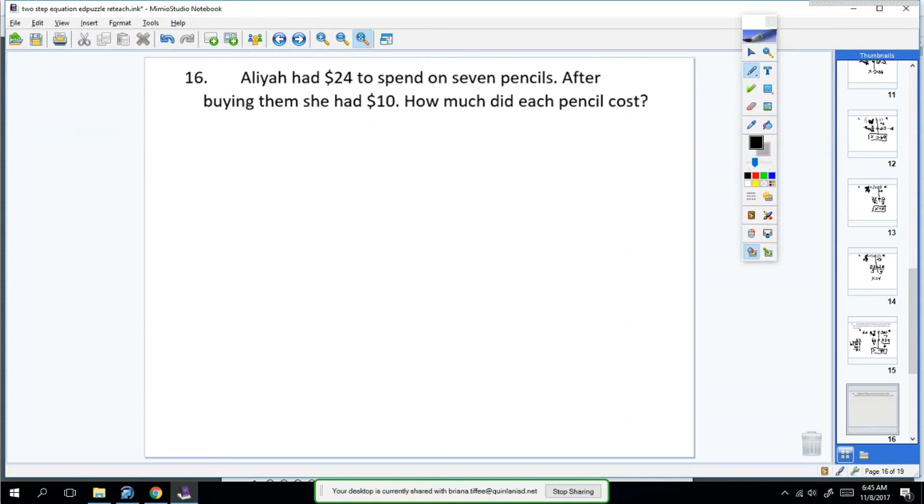So the word problem you're going to try says Aaliyah had $24 to spend on 7 pencils. After buying them, she had $10. How much did each pencil cost? So what you're going to do first is write the equation, and then solve it. So this is the equation that you're going to write. So she had $10 plus buying 7 pencils times x, because you don't know the cost, should equal $24.